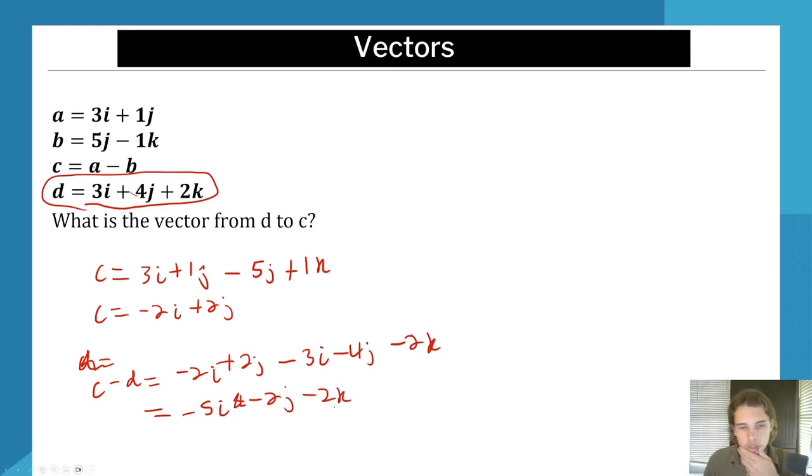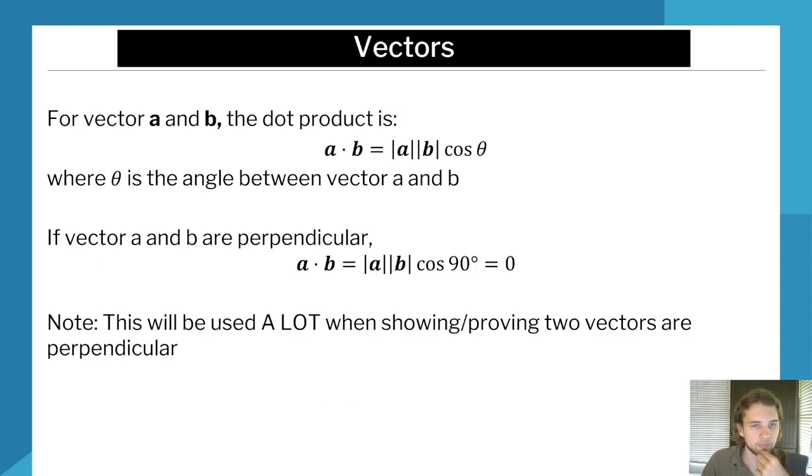Okay, so that's our answer. Now we could put that in other forms, but I think we'll do a question like that soon. For vectors A and B, the dot product A dot B is equal to the magnitude of A times the magnitude of B multiplied by the cos of the angle between those two vectors.